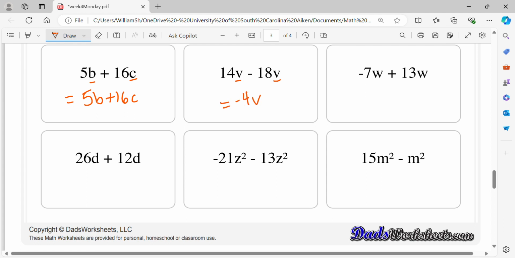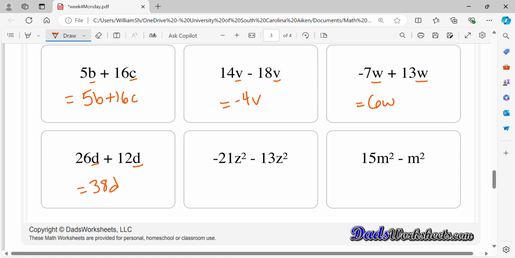Okay. Here I have negative 7w plus 13w. They do have like terms. Negative 7 plus 13 is 6. So I have 6w. Here I've got 26d plus 12d. Okay, my like term here is the d's. 26 plus 12 is going to give me 38d.